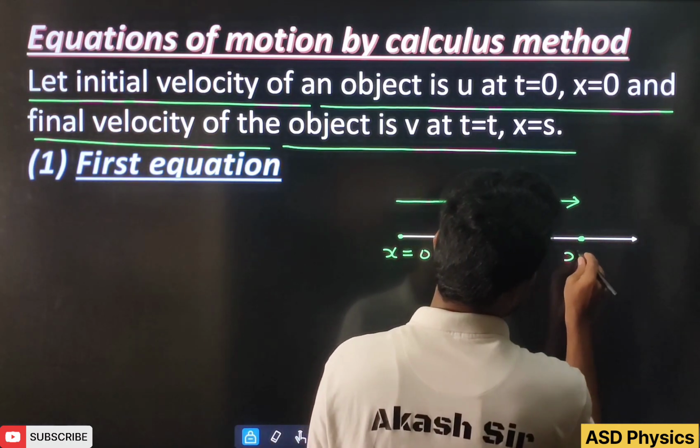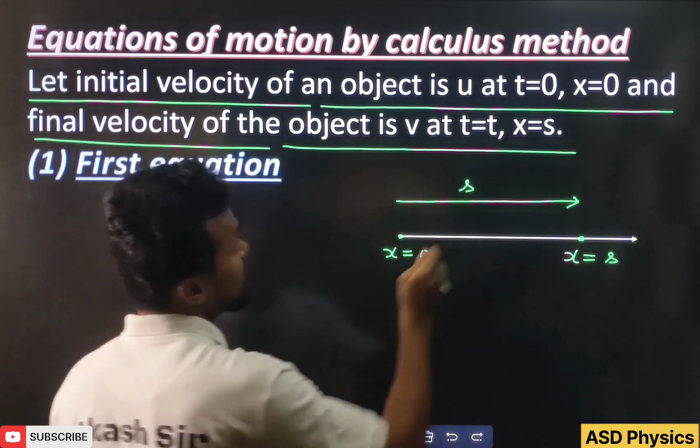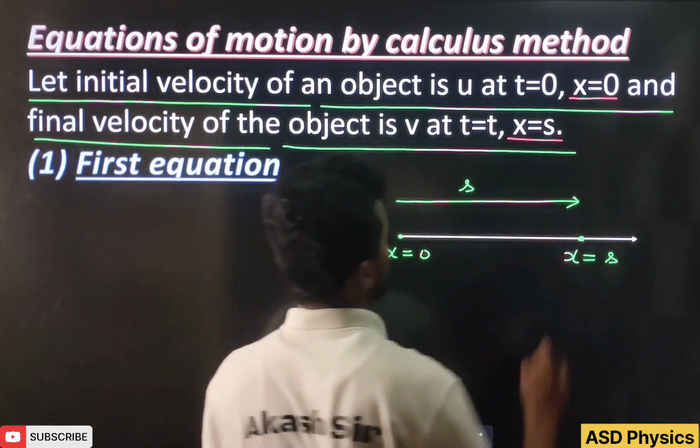Okay, and here what is the value of x? The value of x will be s. That means the object is moving from where to where? From x equal to 0 to x equal to s.